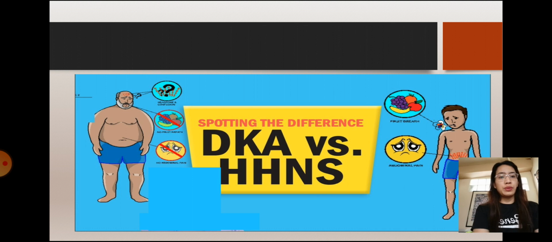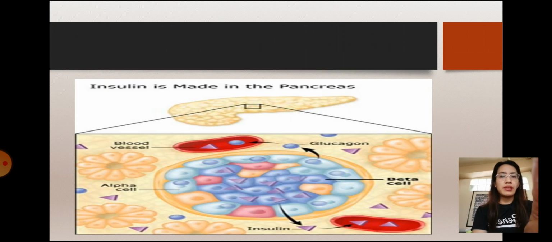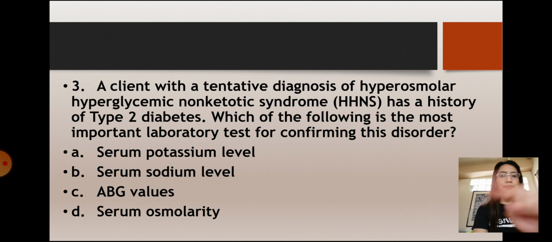Okay? So, mas mahirap i-manage yung HHNS natin. If you're going to compare the blood sugar, mas mataas masyado yung HHNS. So, for number, ano na yung tanong kanina? Nasagot na ba natin? For number 3, so ito, HHNS.